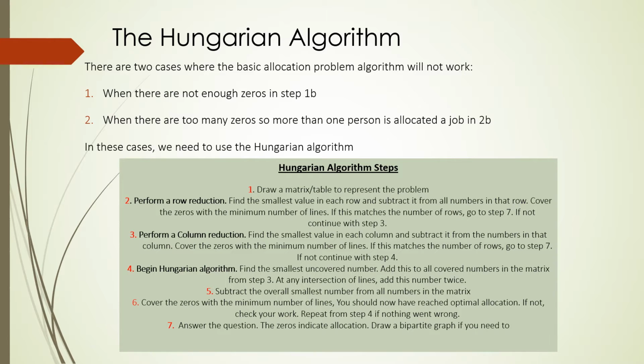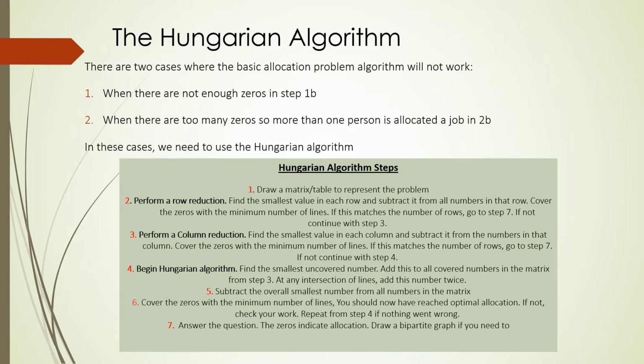Make sure these notes are written down in your workbook when we move on to the next slide. We're going to do a full Hungarian algorithm question, which is quite long, so you will need these steps written down. It starts off the same as the allocation problem, where we draw a matrix or table. Then we perform a row reduction, so we find the smallest value in each row and subtract it from all numbers in that row. Cover the zeros with the minimum number of lines. If that matches up with the number of rows, then cool, jump to step 7 like we did yesterday, but if not, that's where we continue with step 3.